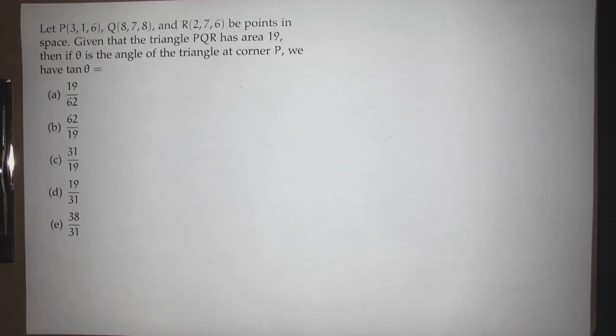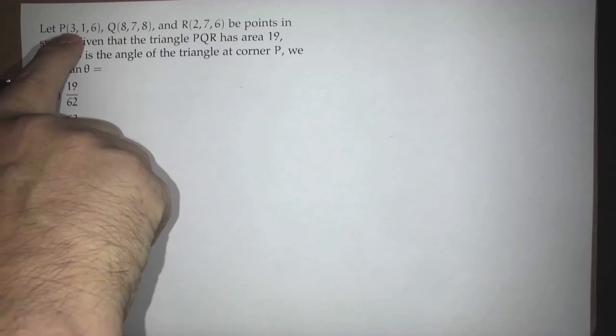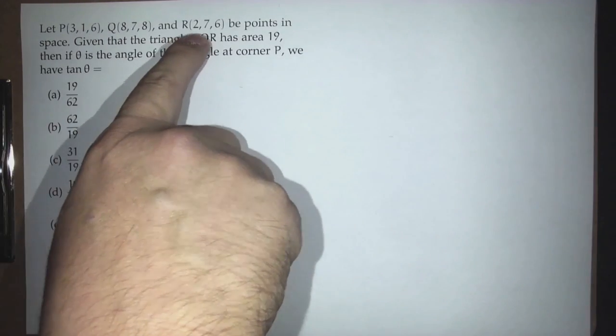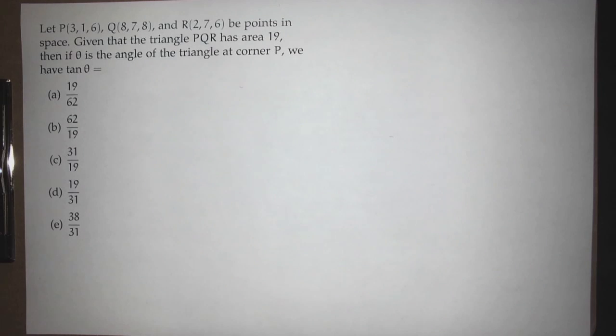Today's problem for our warm-up. I hope you've had fun with it. We have 3 points, P, Q, and R. So P is at (3,1,6), Q at (8,7,8), R at (2,7,6). So these are 3 points in space. And we're told that the triangle, which has these 3 corners, has area 19.